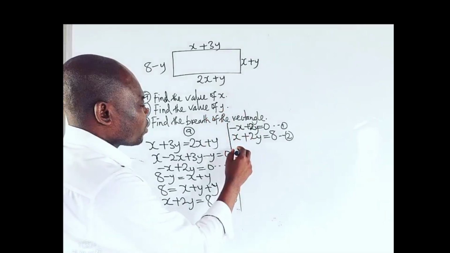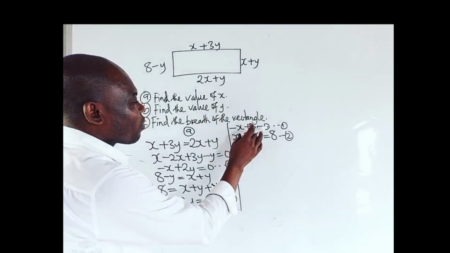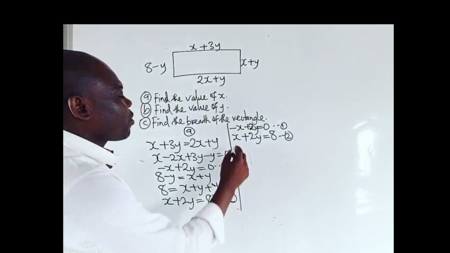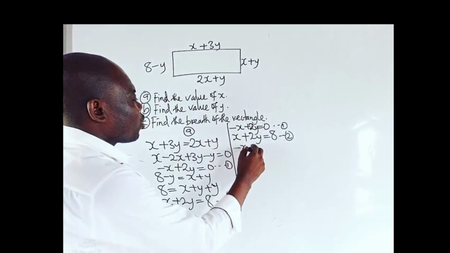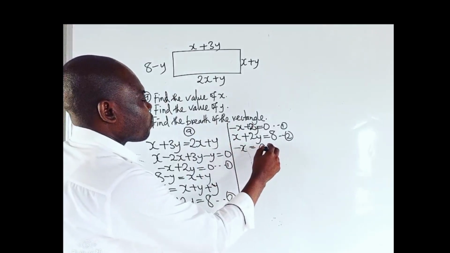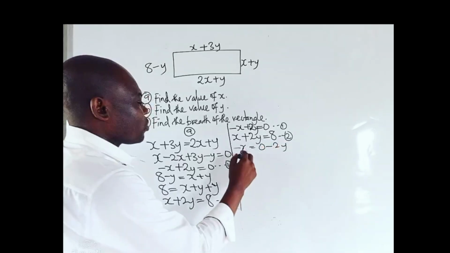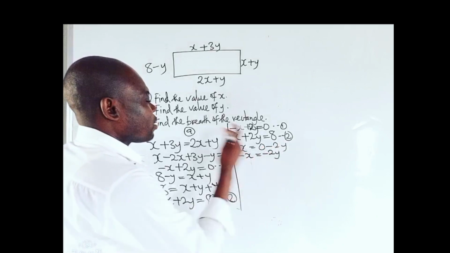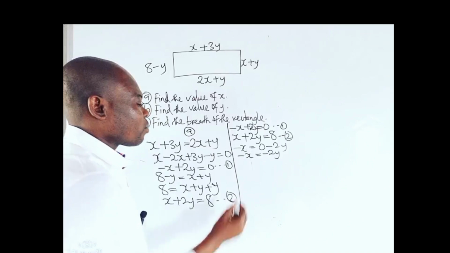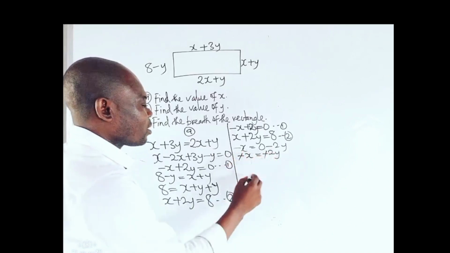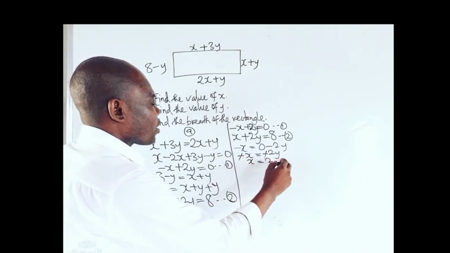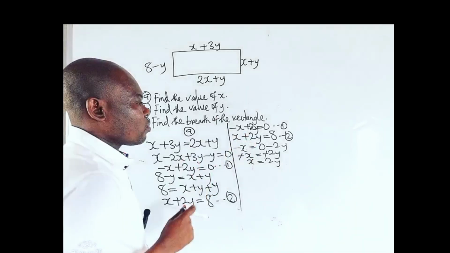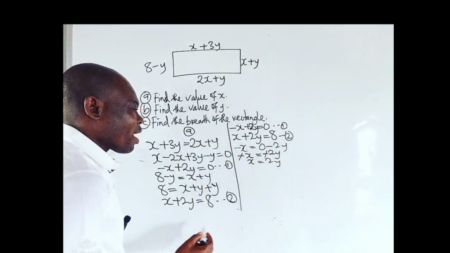So from equation 1, let's make x the subject of the formula. So we have minus x equal to 0 minus 2y. Okay, so we have negative x to be negative 2y. Anything you subtract from 0 is that same number. The negatives cancel, so we have our x to be 2y. Then we substitute it into equation 2 and get the value of y.